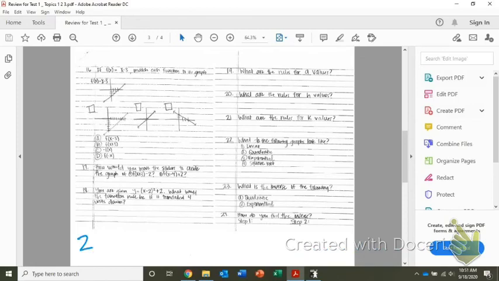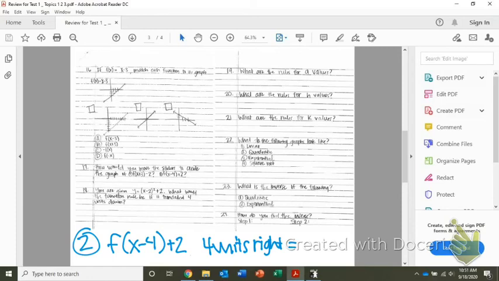For the second one, f of x minus 4 plus 2. Well, I would go 4 units right to make h a positive 4. And I would go 2 units up to make k a 2.